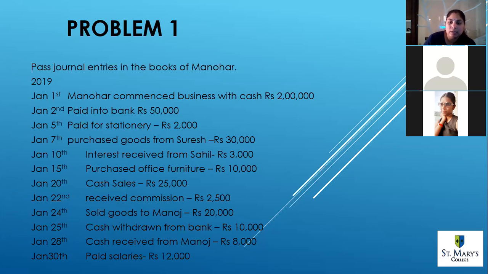So from this transaction, again the same thing. Now we have to do everything in the mind. After doing all that in the mind, then we will put it in our journal. So first thing is we need to identify which are the 2 accounts in this transaction. So can you tell me what are the 2 accounts in this transaction? Manohar commenced business with cash.